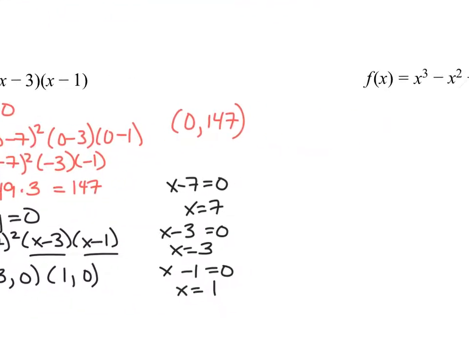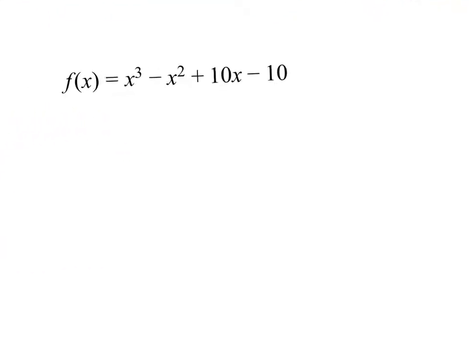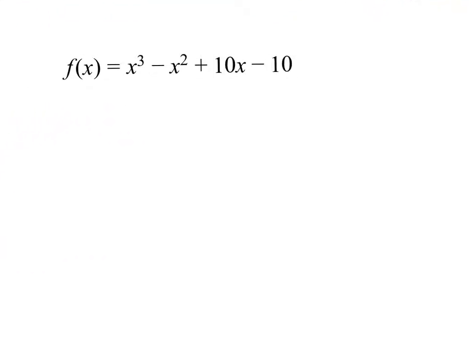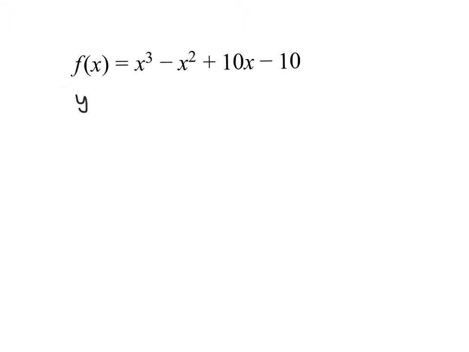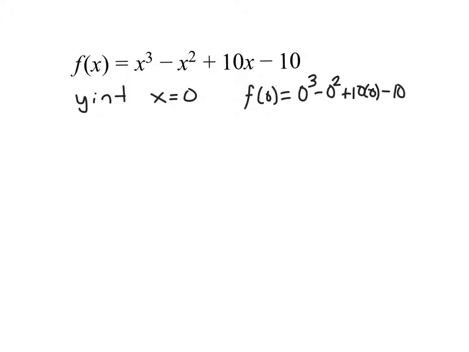Okay, let's look at one more example. This is a third-degree polynomial, but the same process will apply. So for the y-intercept, we're going to set x equal to 0. So that's going to be f of 0, which is going to be 0 cubed minus 0 squared plus 10 times 0 minus 10. So everything's going to cancel out except for the negative 10, so that equals negative 10. So this has a y-intercept of 0, negative 10.